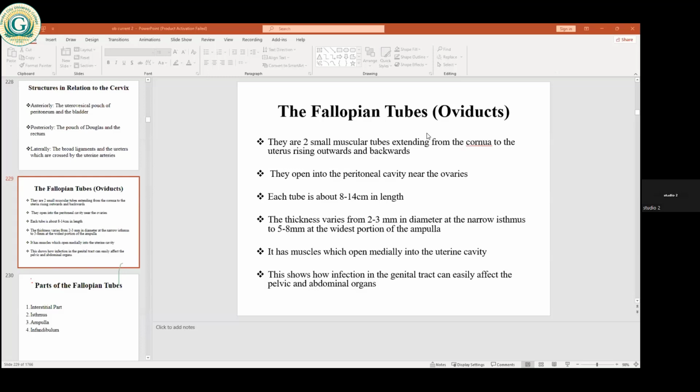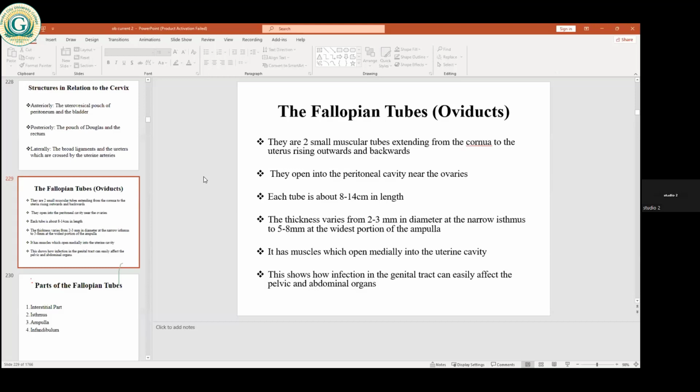Now, we mentioned isthmus, which divides the cervix from the cavity of the uterus. We have another isthmus in the fallopian tube. This isthmus is very important, as we will hear very soon. It has muscles which open medially to the trunk cavity. And this shows how infection in the genital tract can easily affect the pelvic organs. If microorganisms enter the vagina, they can enter the cervix, enter the uterine cavity, go to the fallopian tubes, and then fall into the abdomen and infect other organs.